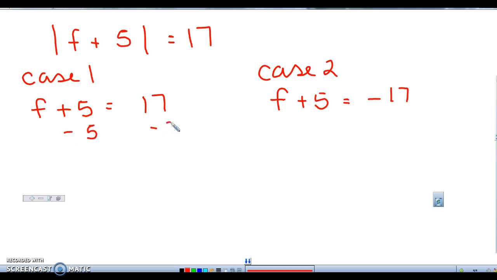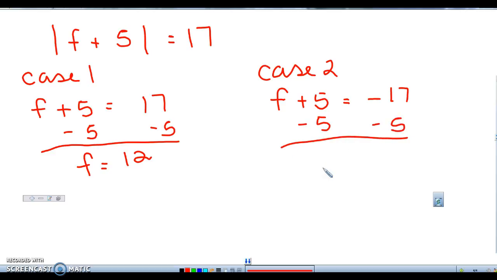These are one-step equations. These are things you know how to do. I subtract 5 on both sides. I get f equals 12. I subtract 5 on both sides. I get f equals -22. And it may seem odd that I have two different answers. Both of those are correct.